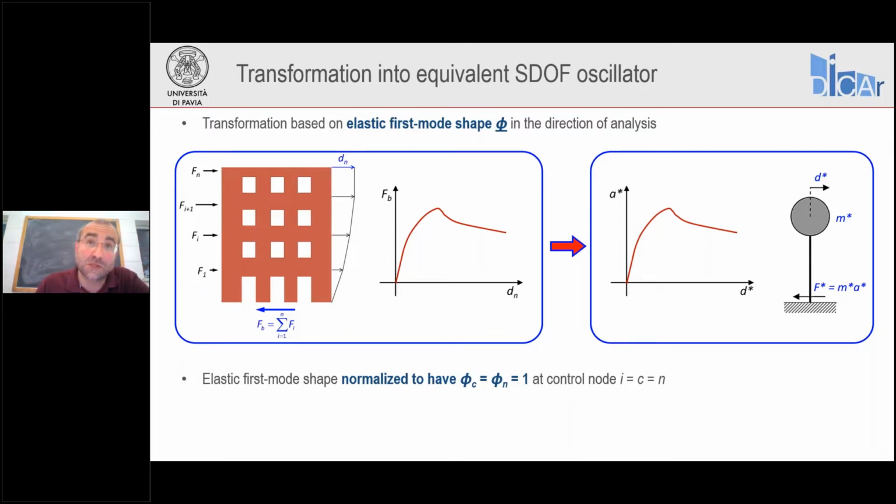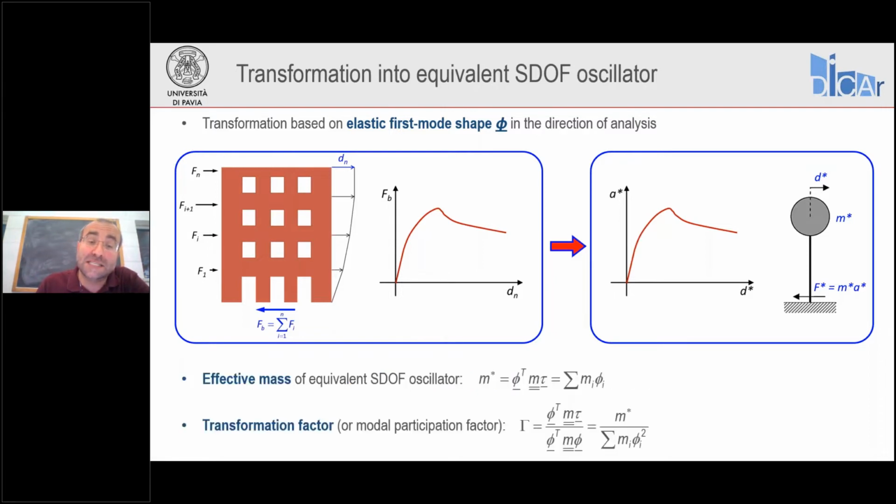Once we do this for the multiple degree of freedom model, once we determine this first mode shape and we normalize it, then we can calculate two important properties for this equivalent oscillator coming from the first mode, which are the effective mass m star and the transformation or modal participation factor gamma. Here I'm showing you the equations, but you see they're basically related to the mass distribution at the nodes of the multiple degree of freedom structure and to the components of the first mode shape for the same model.